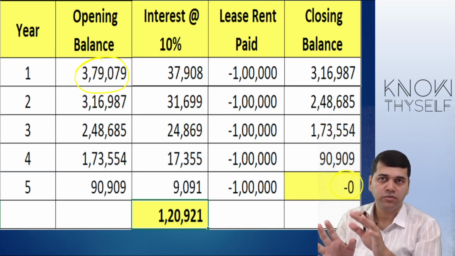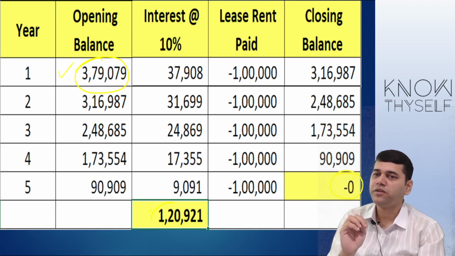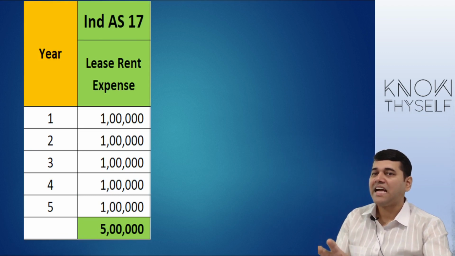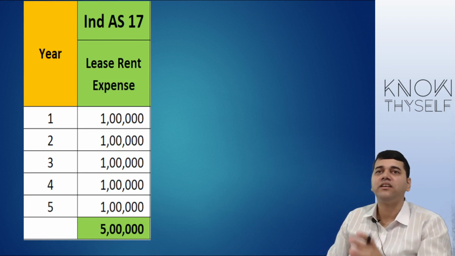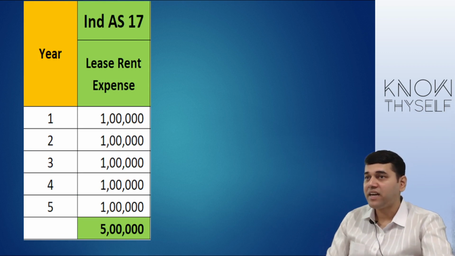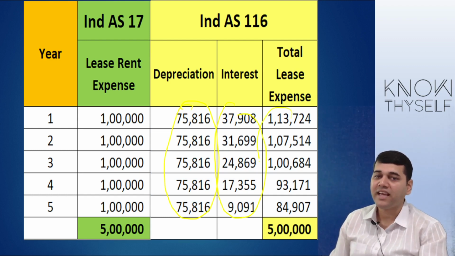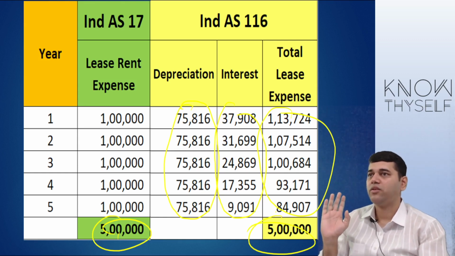Fits in, perfectly understood. Now, what is your interest expense over the next 5 years? 1,20,921, which is nothing but the difference between opening and 5 lakhs. If I say, as per Ind AS 17, the old accounting standard, I would have debited lease rent, 1 lakh. But in Ind AS 116, I am going to debit depreciation 75,000 and interest expense 37, 31, 24, 17, like this. So this is the expense I recognize. Followed? Ultimately 5 lakh, not even 1 rupee more, 1 rupee less, over the next 5 years.